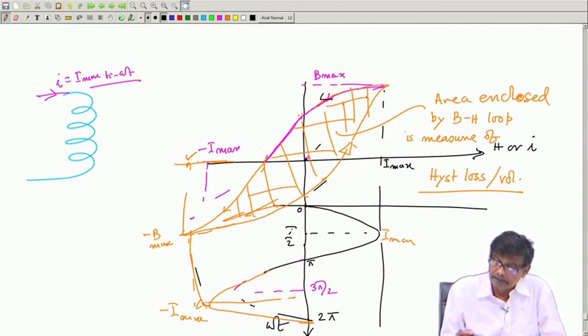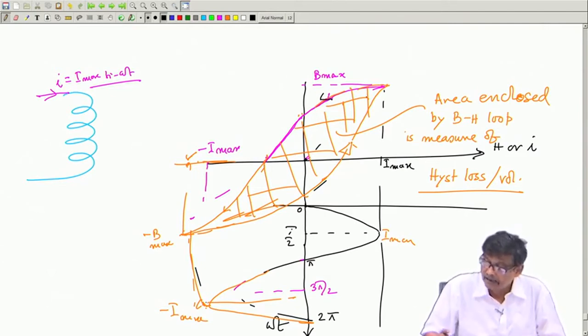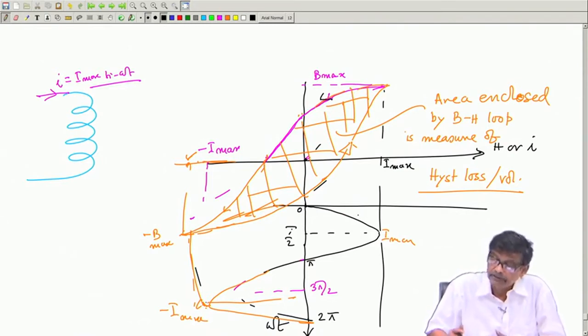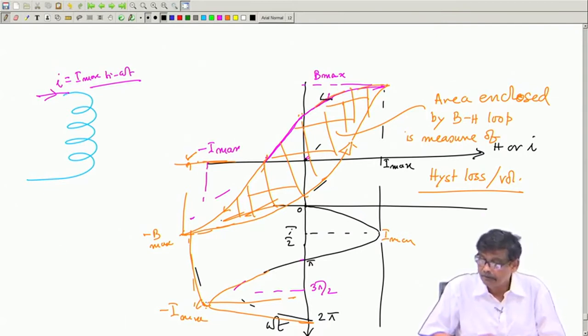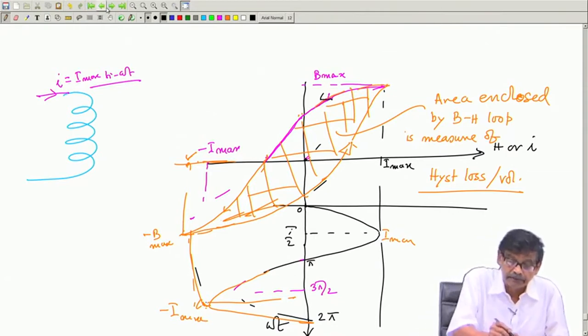And then we were discussing, I was telling that I will show you the energy absorbed by the coil when current makes a full cycle of variation from 0 to I max to minus I max and back to 0. The area enclosed by the BH curve will represent hysteresis loss per unit volume. That is what we will be doing.